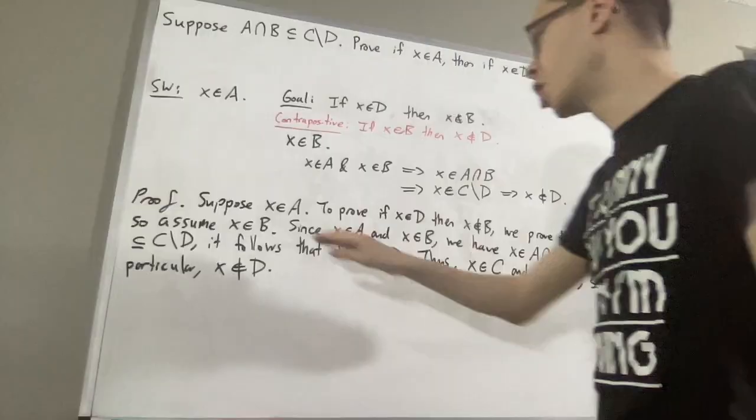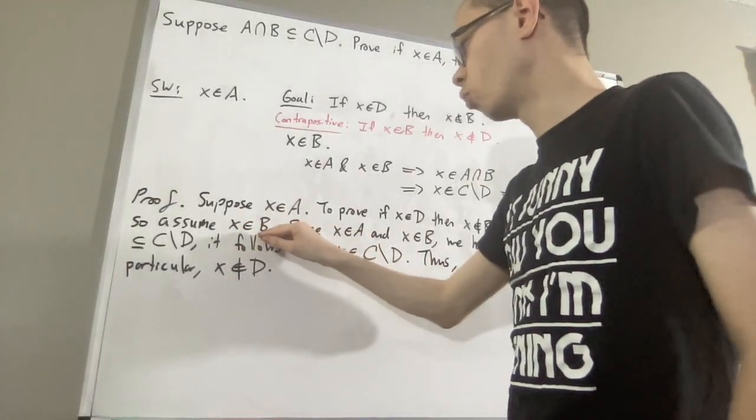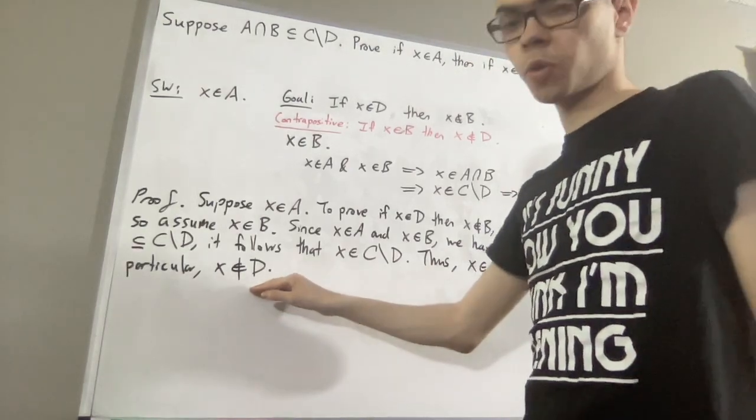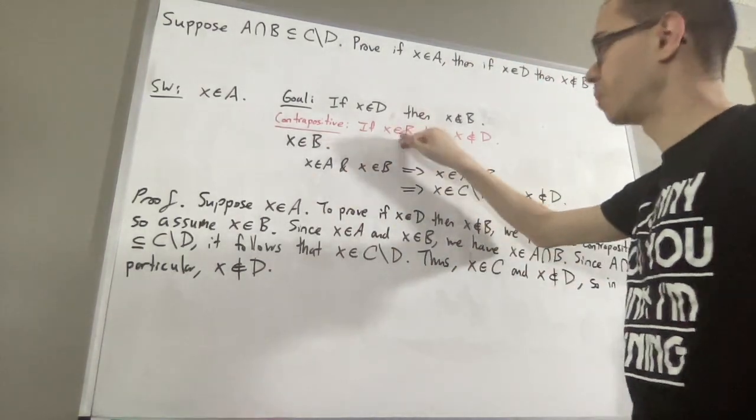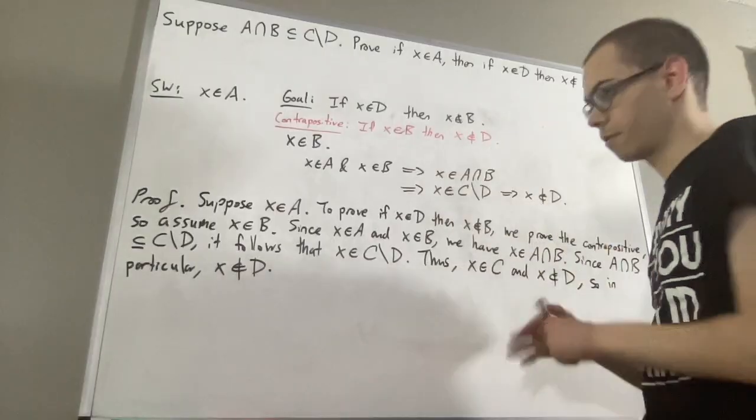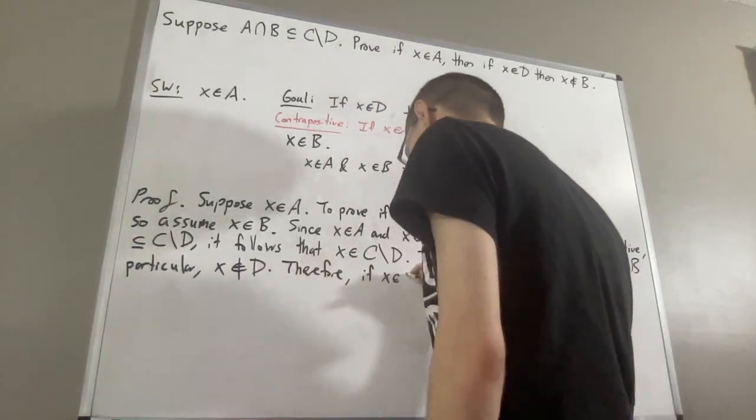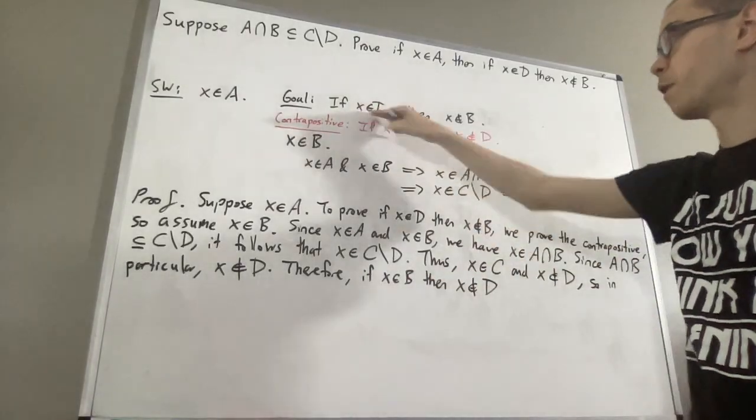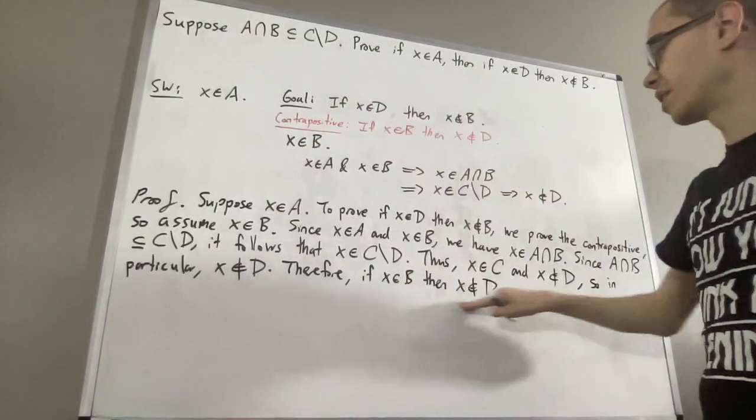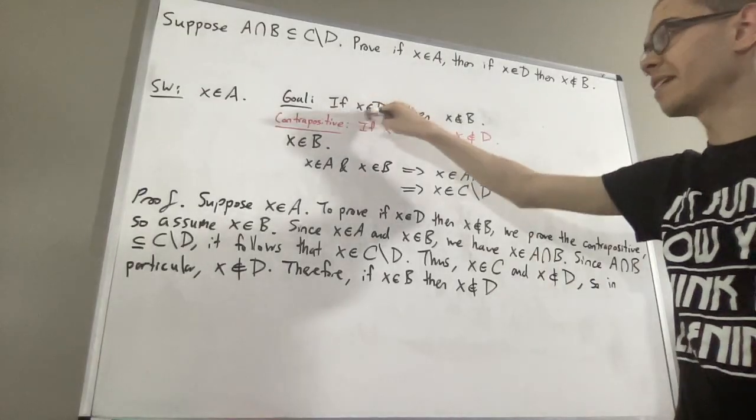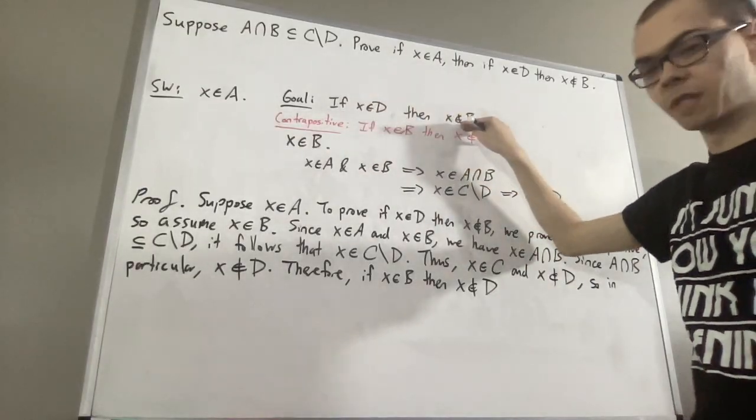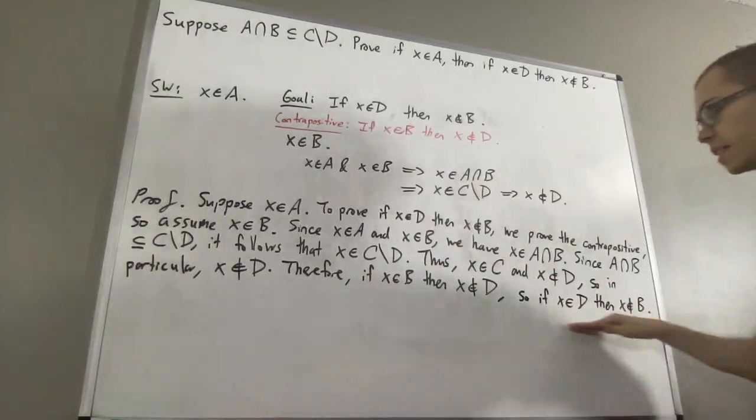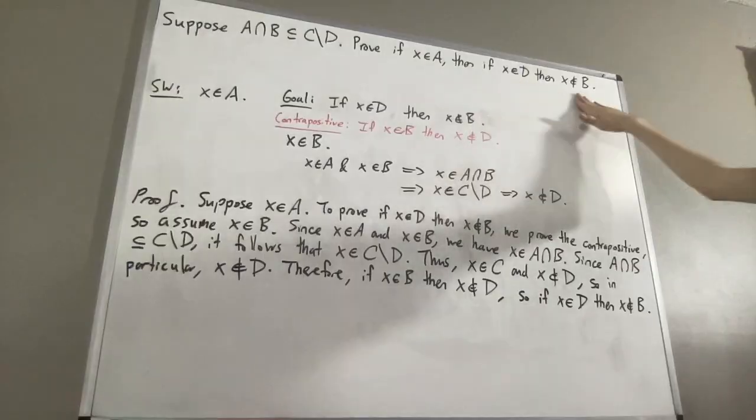So what we see here is, under the assumption x is an element of B, we have logically deduced x is not an element of D. So in other words, we have proven if x is an element of B, then x is not an element of D. But we know that this is the contrapositive of our goal. This statement is logically equivalent to saying if x is an element of D, then x is not an element of B. But that's exactly what we wanted to deduce, right?